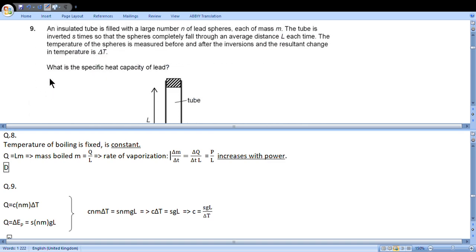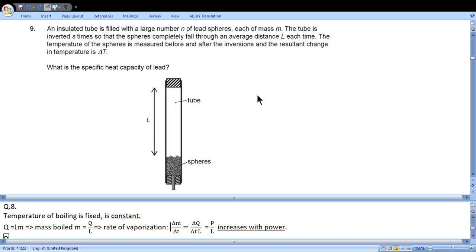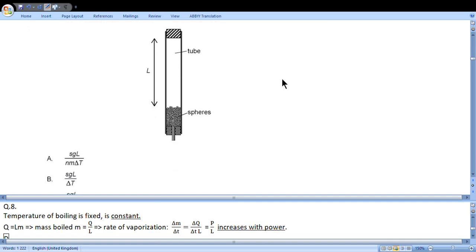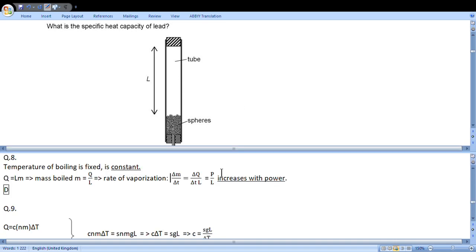Question 9. An insulated tube is filled with a large number n of lead spheres, each of mass m. The tube is inverted s times so that the spheres completely fall through an average distance L each time. The temperature of the spheres is measured before and after the inversions, and the resultant change in temperature is delta T. What is the specific heat capacity of the lead? So this is the picture.